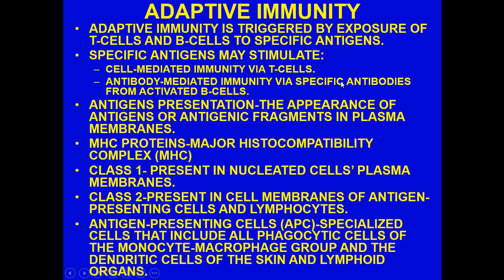Now, when we talk about adaptive immunity, it's triggered by exposure of T cells and B cells to specific antigens. We have to keep in mind that specific antigens may stimulate A, the cell-mediated immunity via T cells, B, the antibody-mediated immunity via specific antibodies from activated B cells. We've been talking about that. I'm going to keep reminding you because these are key points.